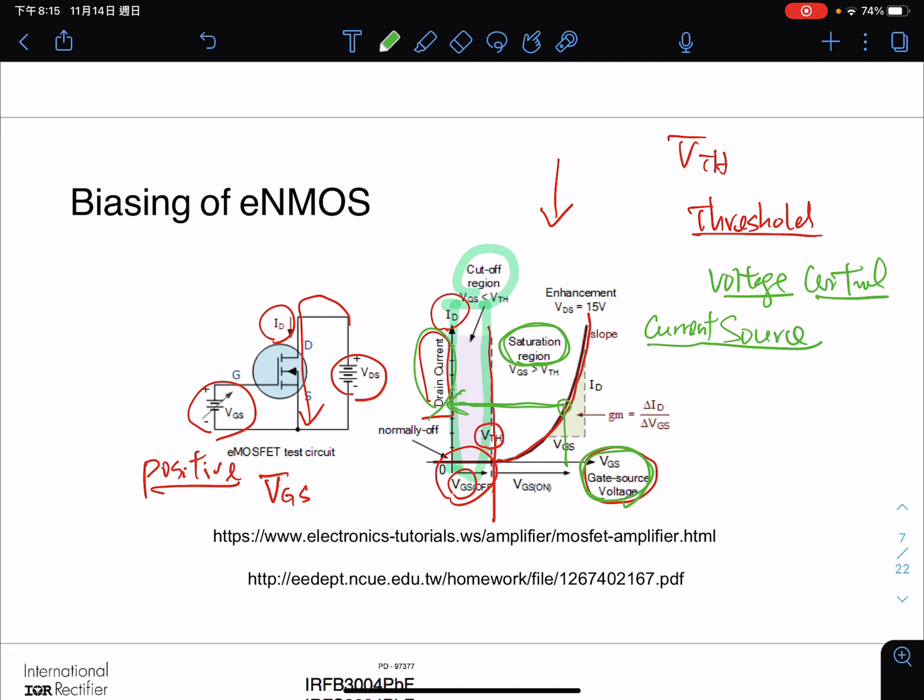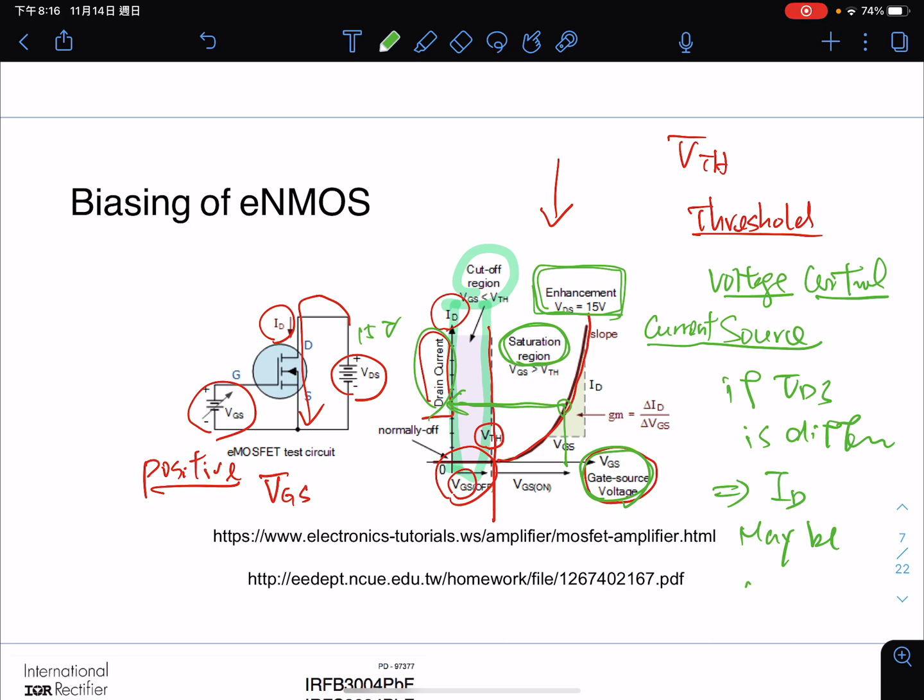We also have the characteristic that in this particular solution for this curve, the VDS is 15 volts. If VDS is different, then we will have a different current. ID may be different, only may be different.